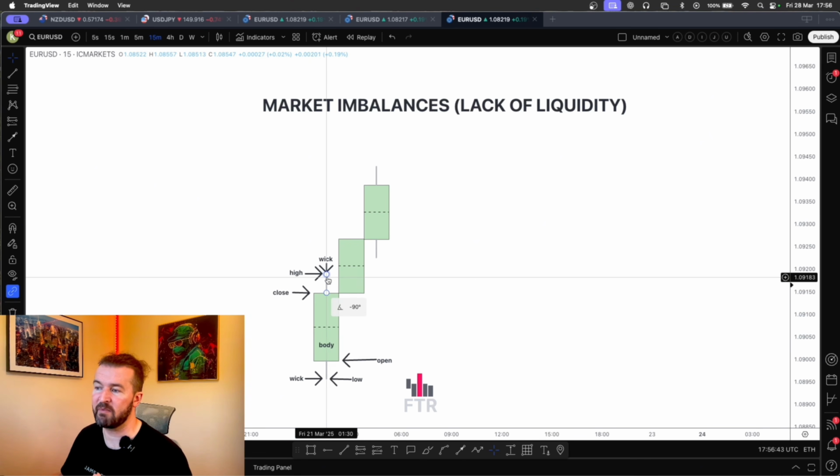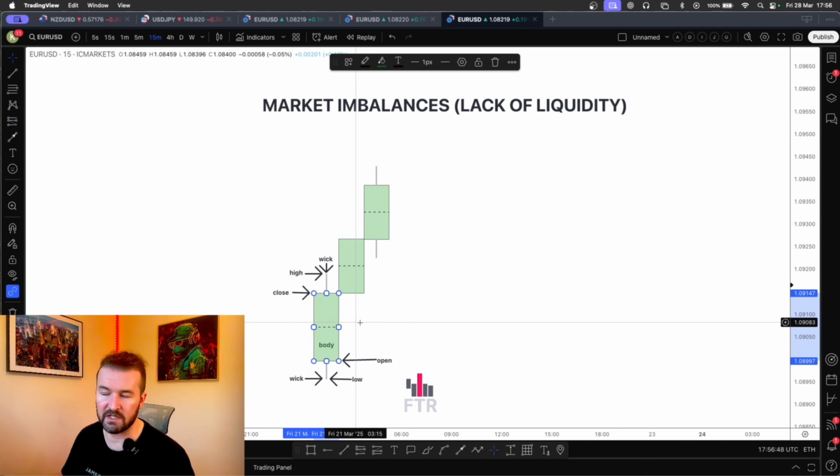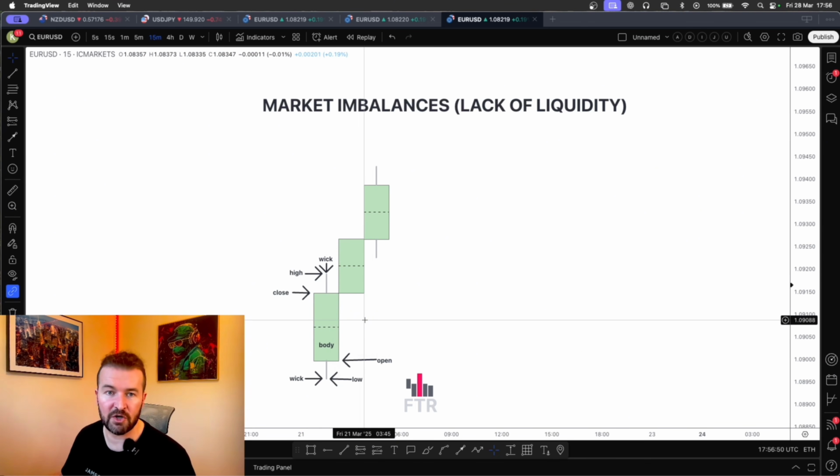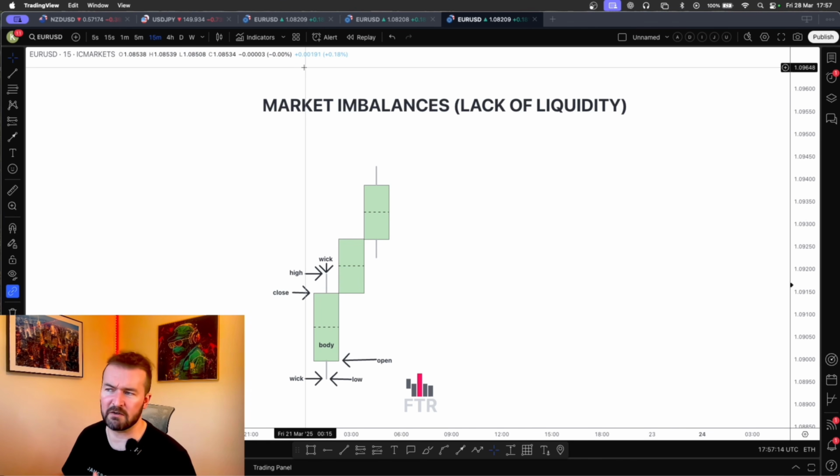What it's done is it's left behind this little shadow or little wick. So we're left with the body, which is the green bit, and then the wicks, just to show you the range in which the price went during that time frame. These wicks become really, really important for determining imbalances. Just to give that a quick recap, we've got the open, the low, the high and the close, and they're always indicated up here on TradingView, and with most of your brokers as well. You'll see the open, high, low and close, which is really important information.